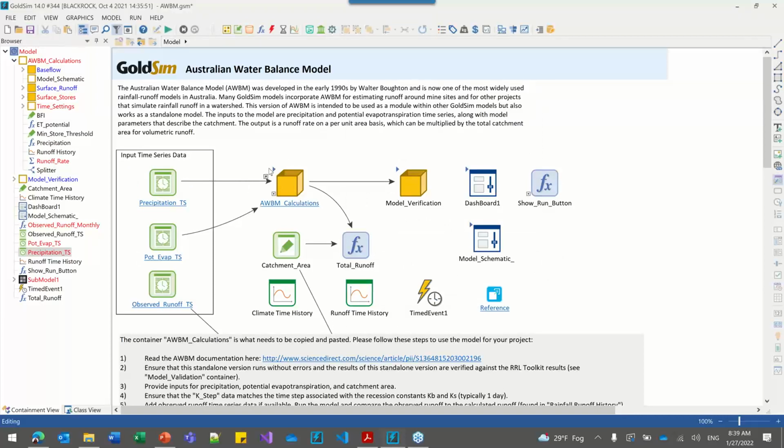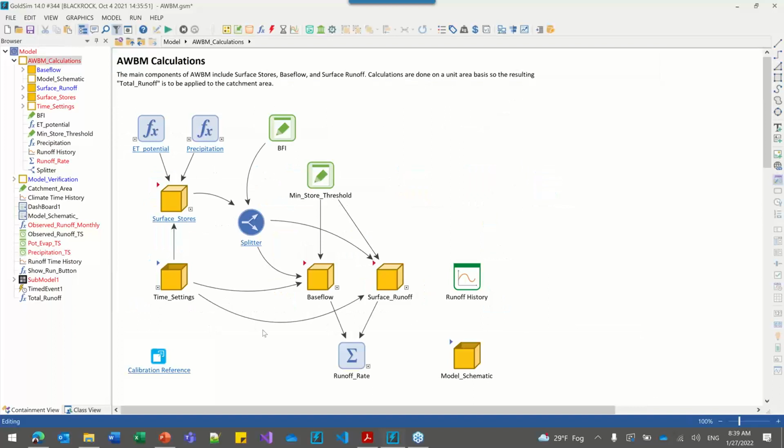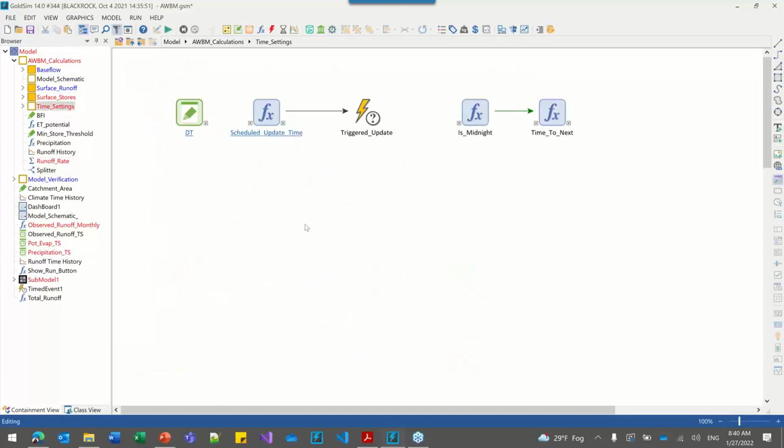If we go into the model, then that's where all of the calculations are taking place. And you can see we have the surface stores here, and then we have the splitter that splits the flow to surface runoff and then base flow. And that's using this constant factor called the BFI, a calibration factor. We also have some time settings that are very important that you need to be aware of. Let me go in there.